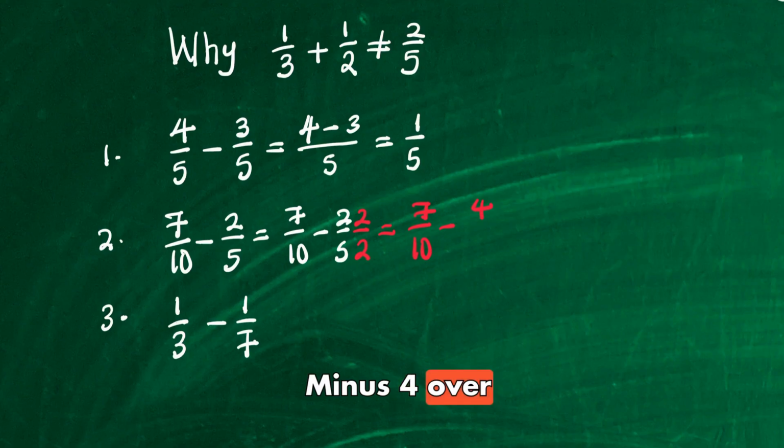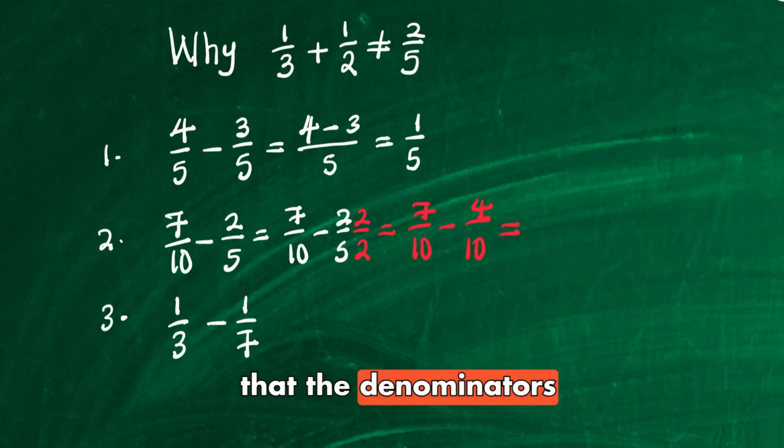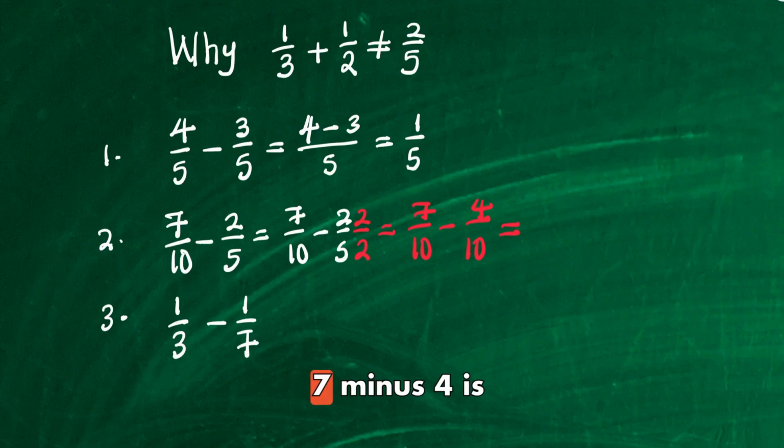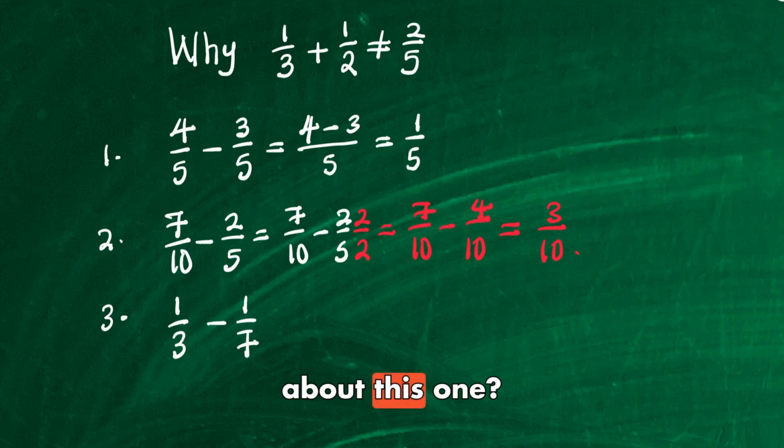Okay, now here we can write this as 7 over 10 minus what? Minus 4 over 10. Now that the denominators are the same, we can just subtract the numerators. So 7 minus 4 is 3, and the denominator is 10. Okay, what about this one?